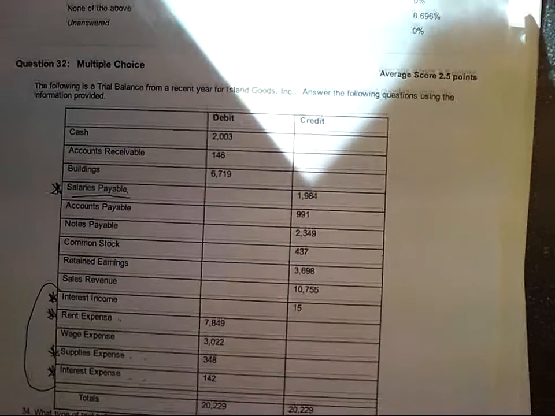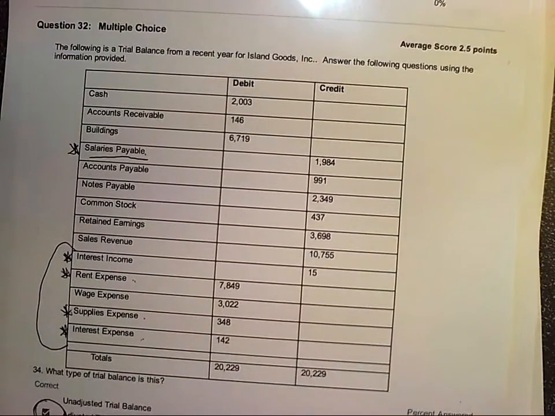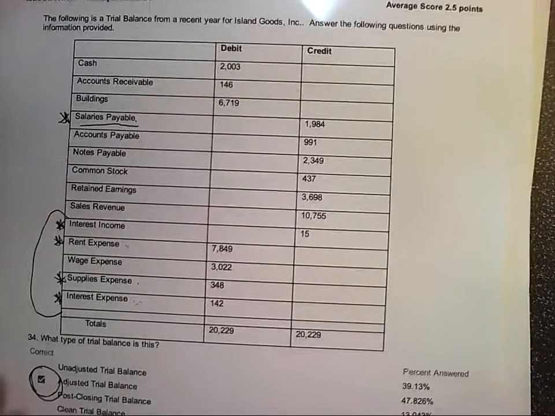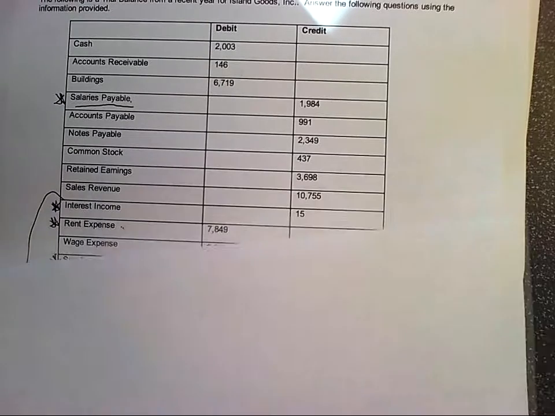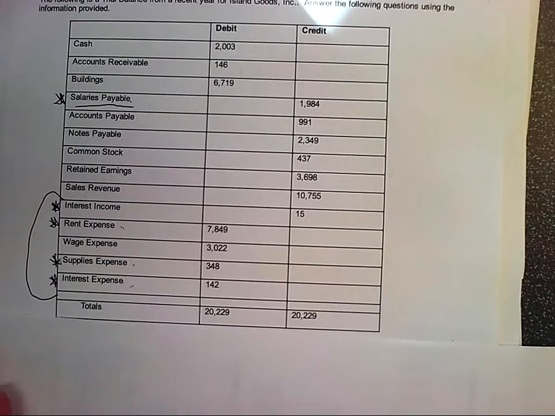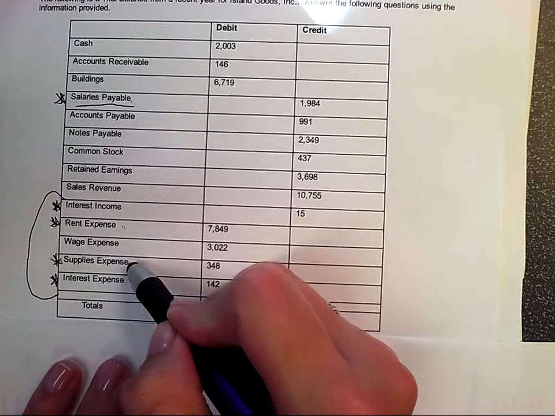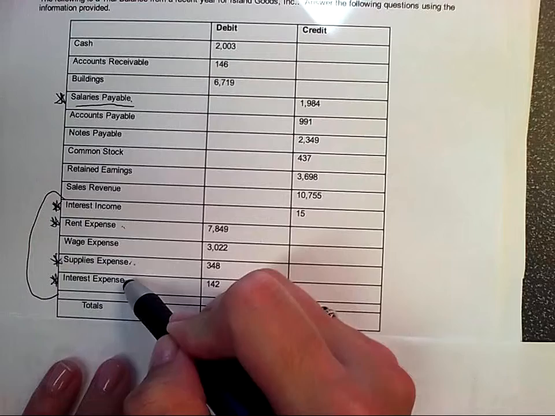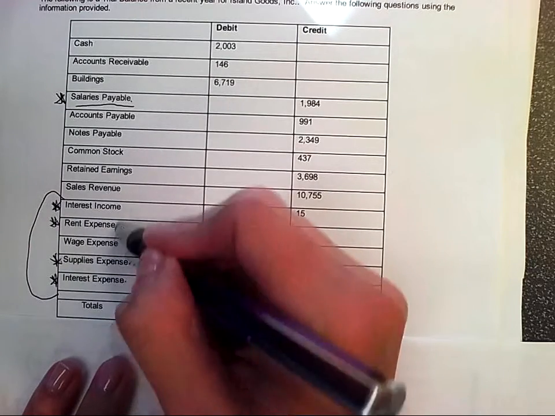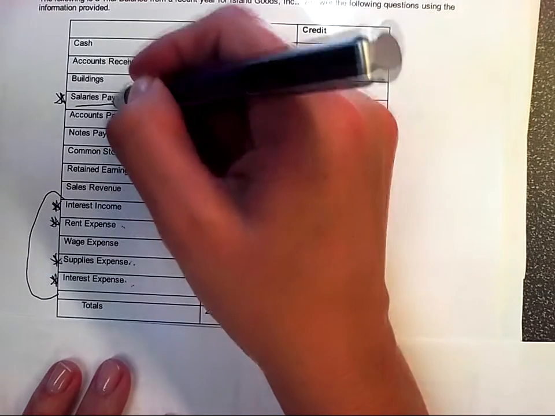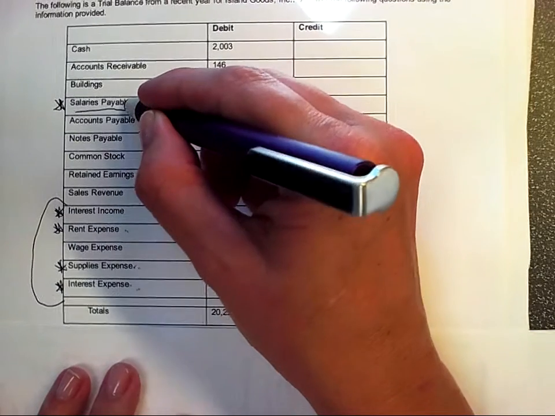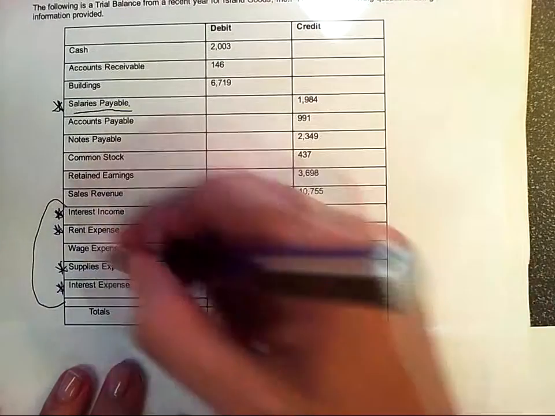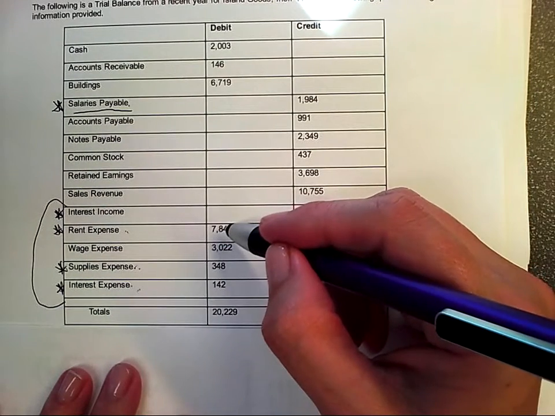On this question, I had some students who were getting a little bit confused about when you could tell if the numbers on a trial balance were adjusted or unadjusted. The bottom line here is when you have information in expenses similar to supplies expense, interest expense, you also have salaries payable. These are all clues that this information has been adjusted and you can prepare financials.